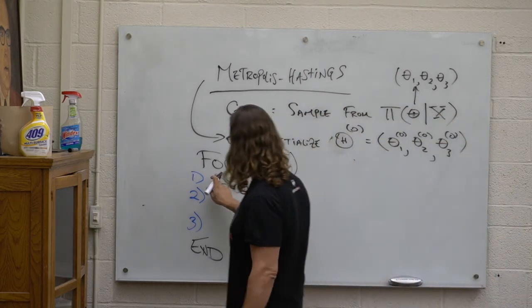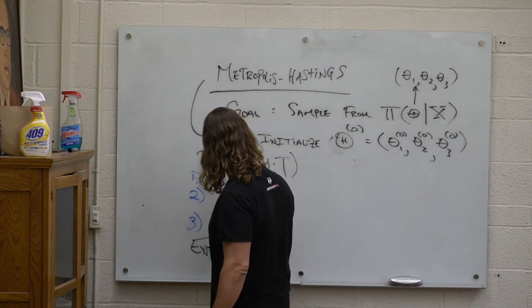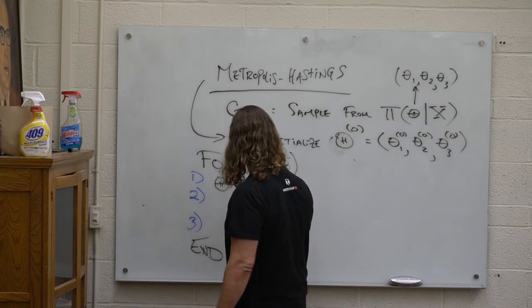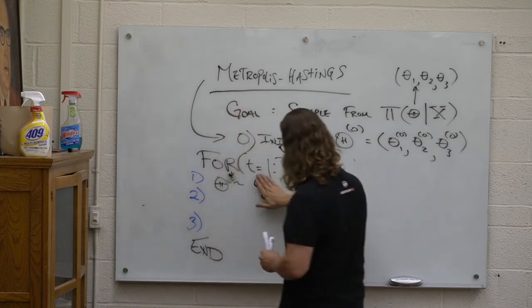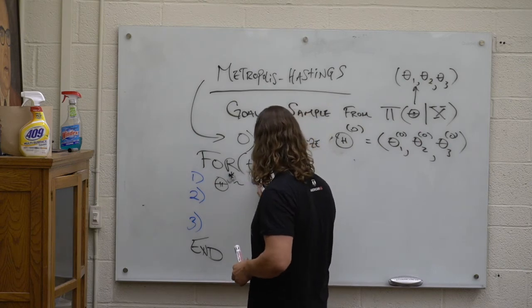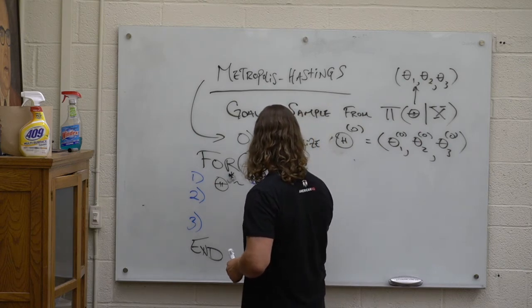I need to propose something. So I'm going to call this theta star. This is the whole vector. I'm going to write this in using blue just to denote its importance. This is going to be g theta.